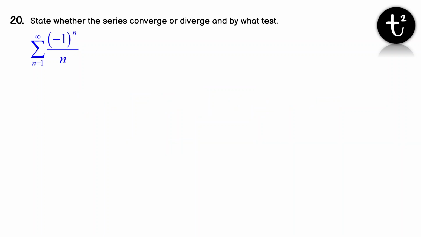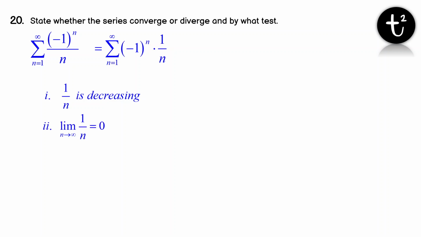Problem number 20, we have the sum of negative 1 to the power n over n. So this is an alternating series, and I'm just going to write it in a way that the alternating component is isolated, and we can very clearly see the remaining sequence part is 1 over n. So I'm going to use the alternating series test and check that 1 over n is decreasing, which in fact it is. You can really quickly verify by graphing, writing out a few terms, or finding the derivative of 1 over n. Number 2, we will check that the limit as n goes to infinity of 1 over n is equal to 0. In fact, it is.